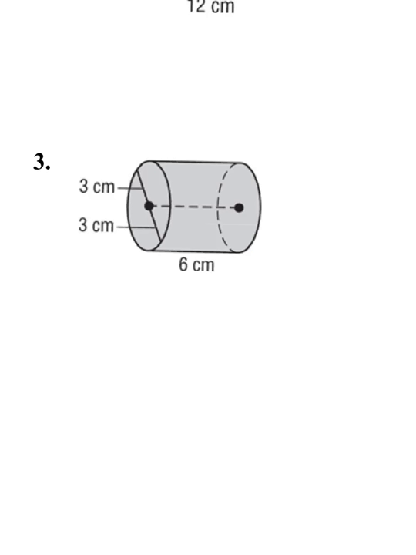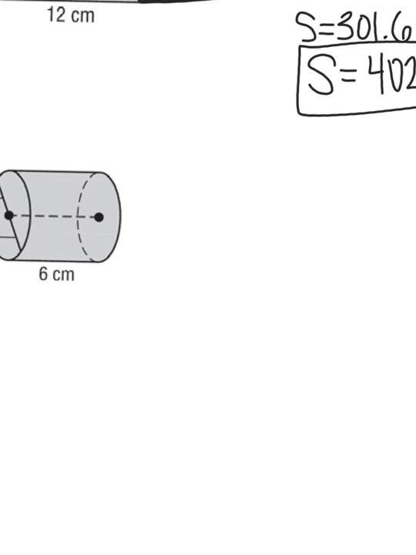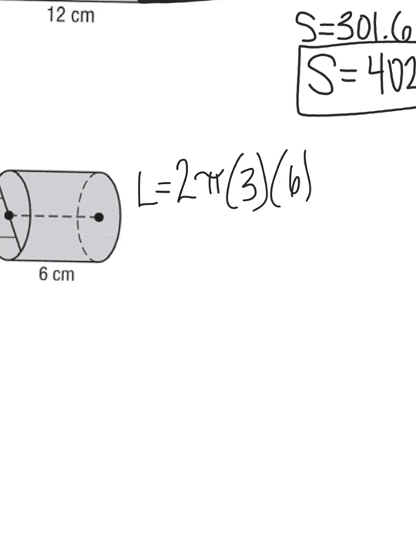So to plug them into the equation, lateral is 2 pi, my radius is 3, my height is 6. When I plug it into my calculator, it's approximately 113.1 centimeters squared.